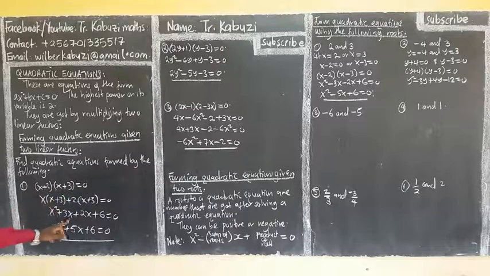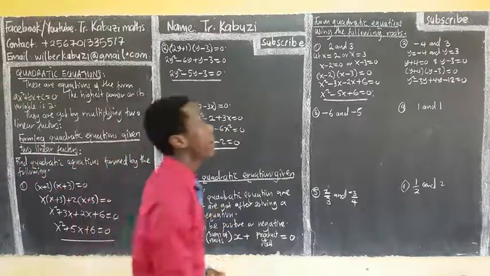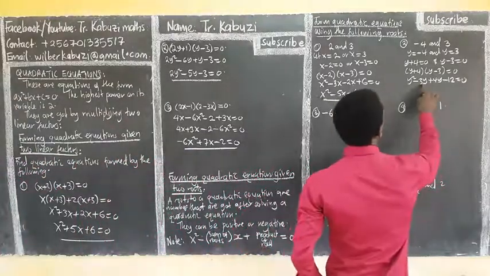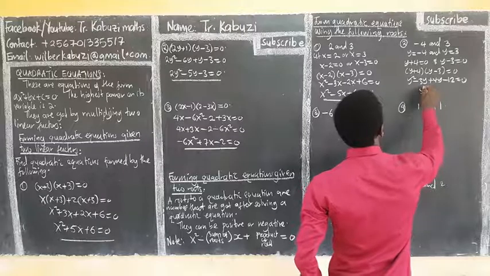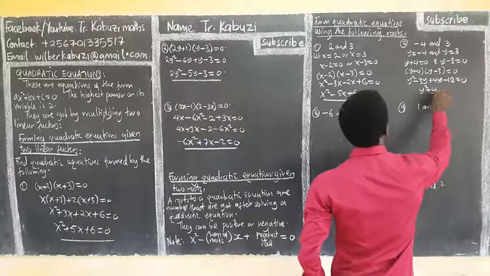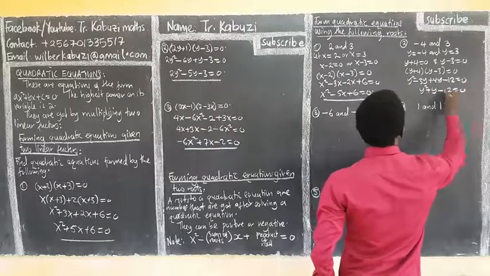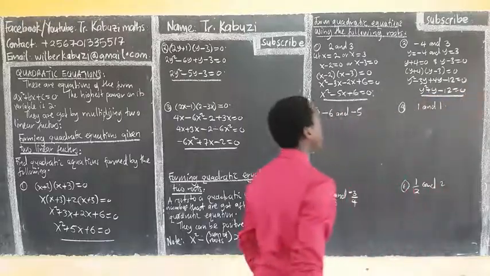X times 3 you get 3x. 2 times x you get 2x, and then 2 times 3 you get 6. So that's the step I'm skipping. So negative 3y plus 4y, we have y squared plus y minus 12 equal to 0. And I will have both that for that equation.